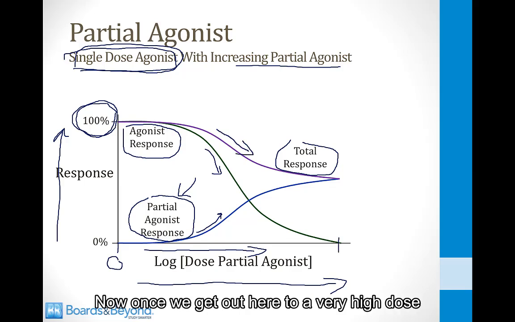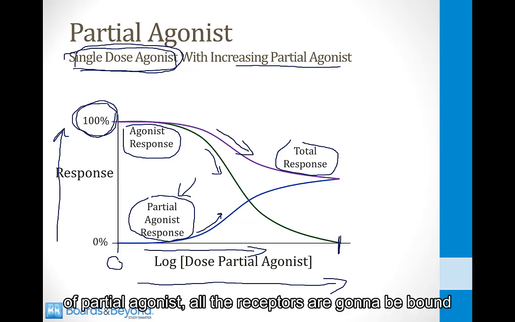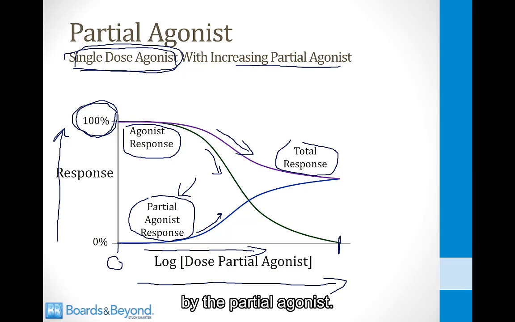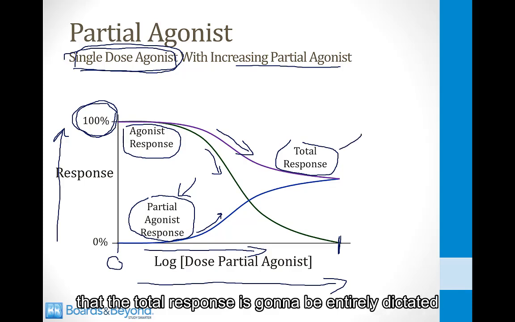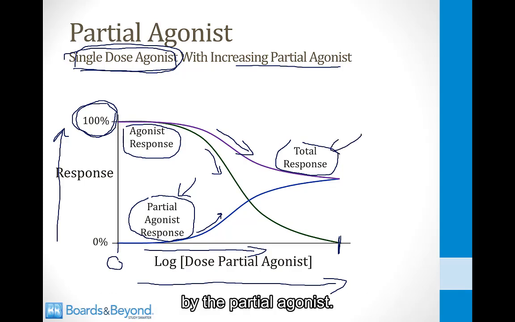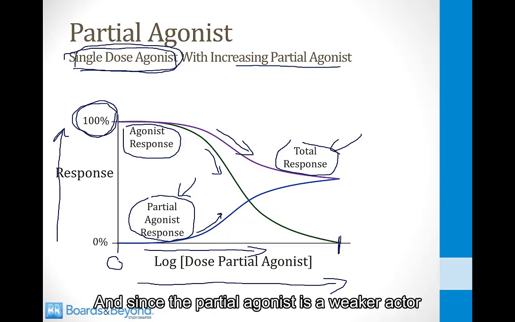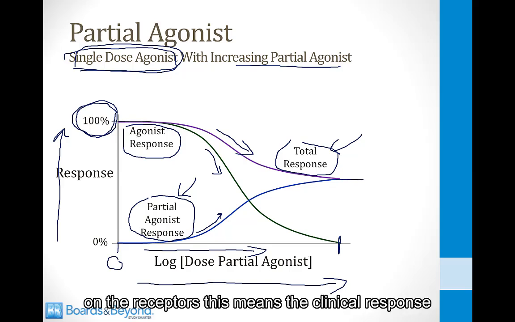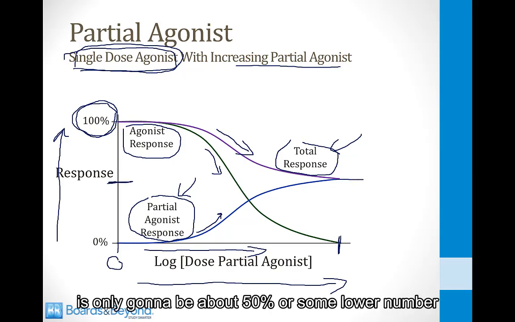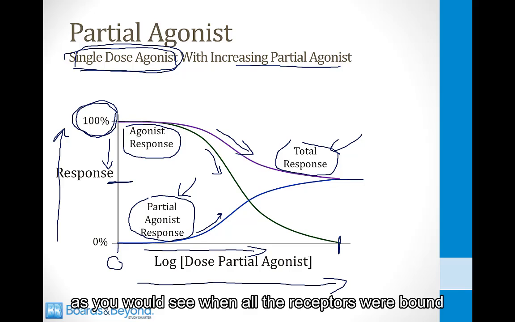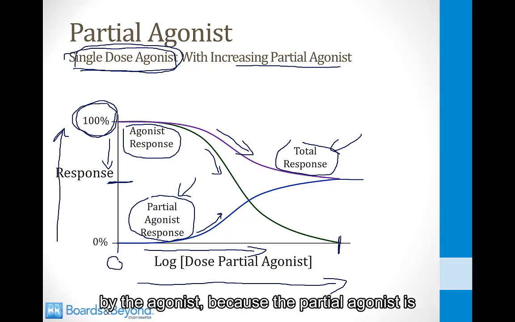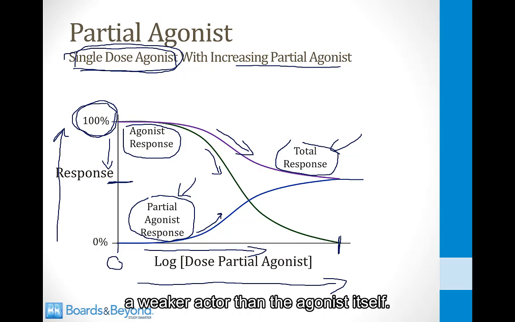Now, once we get out here to a very high dose of partial agonist, all the receptors are going to be bound by the partial agonist, like what I showed you on the last slide. This means that the total response is going to be entirely dictated by the partial agonist. And since the partial agonist is a weaker actor on the receptors, this means the clinical response is only going to be about 50% or some lower number than 100%. It won't be as high as you would see when all the receptors were bound by the agonist, because the partial agonist is a weaker actor than the agonist itself.